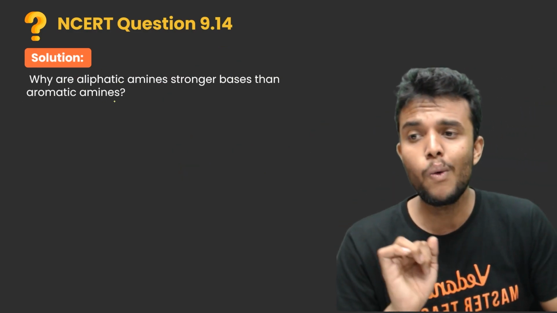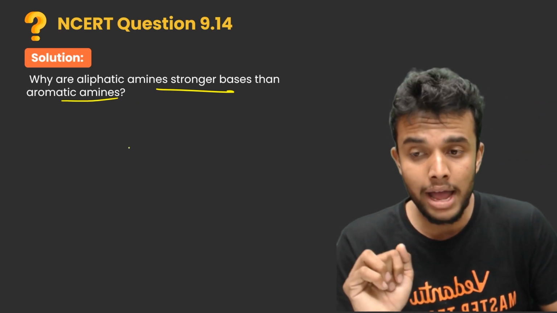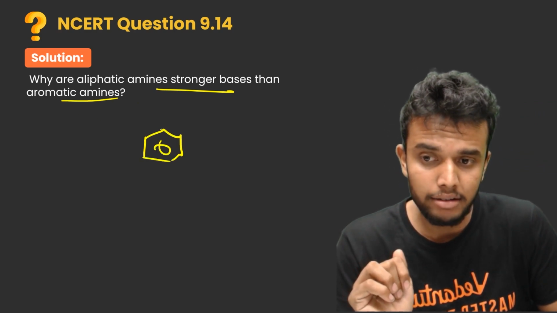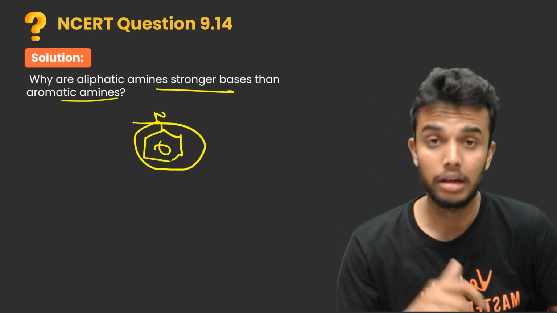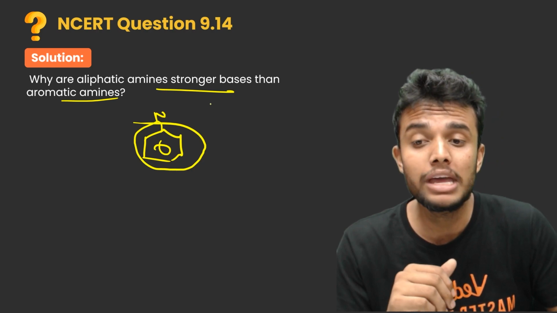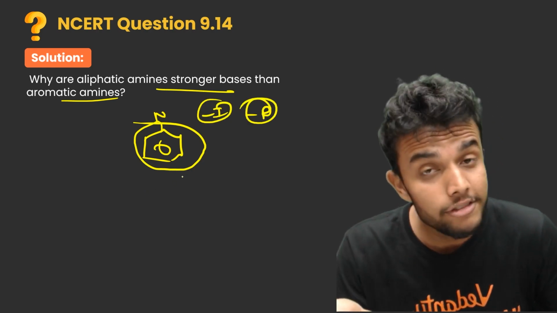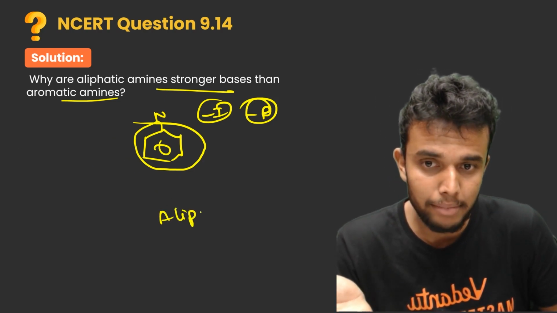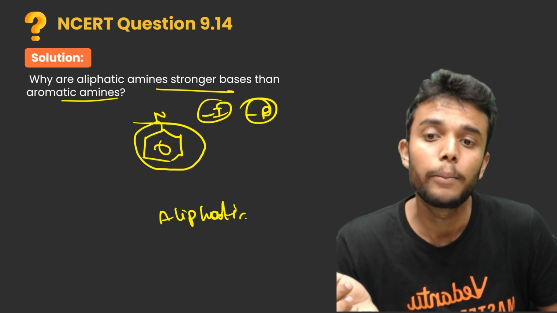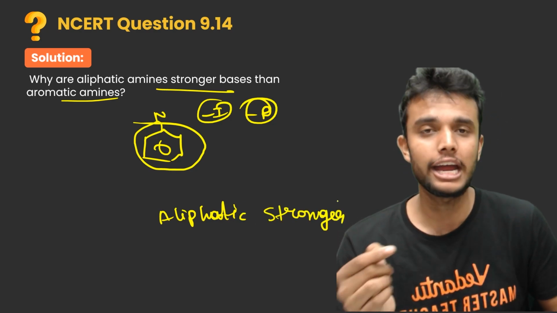primary amines always have a high boiling point. Last one, students: why are aliphatic amines stronger bases than aromatic amines? What is the structure of aromatic amines? Here a benzene group is present, right? The benzene group gives a negative I effect or negative R effect, a negative resonance effect. That's why, compared to aromatic amines, aliphatic amines are stronger bases, due to the negative R effect.